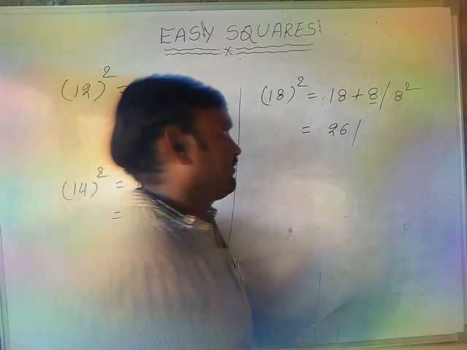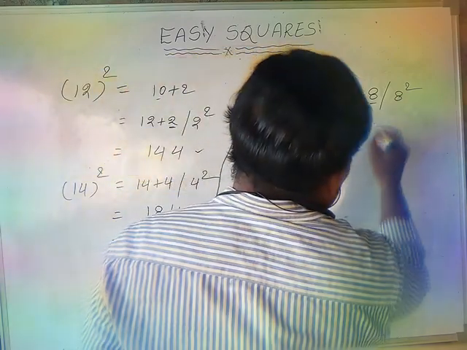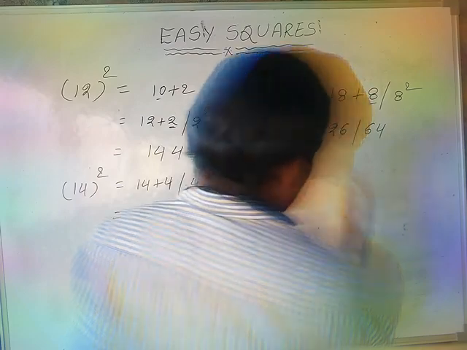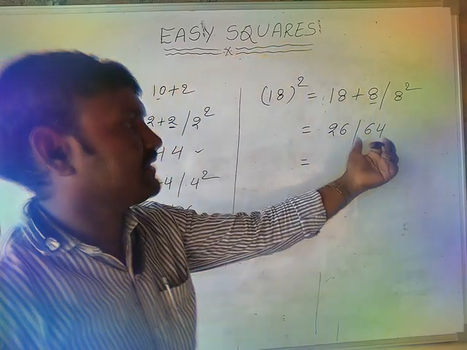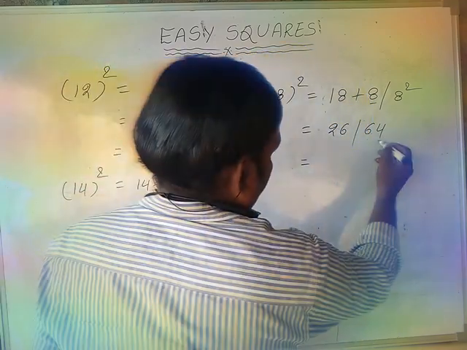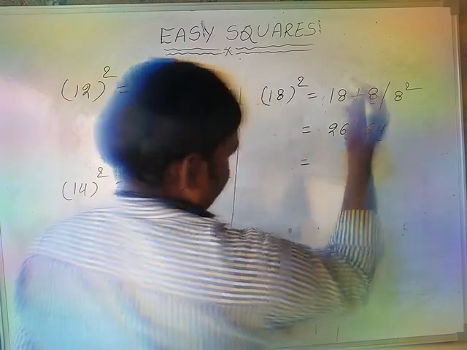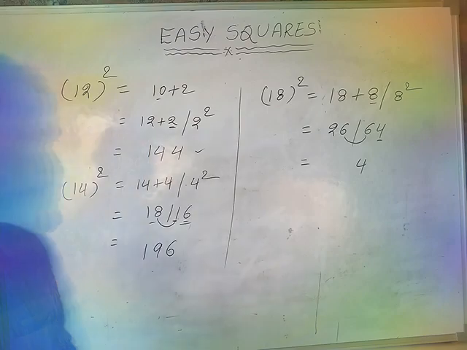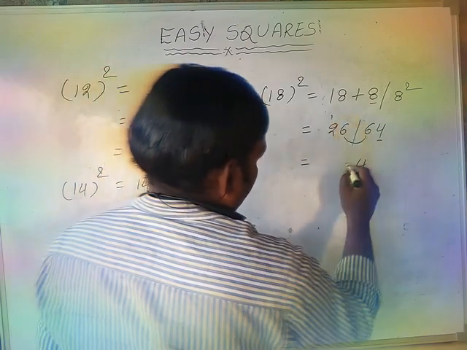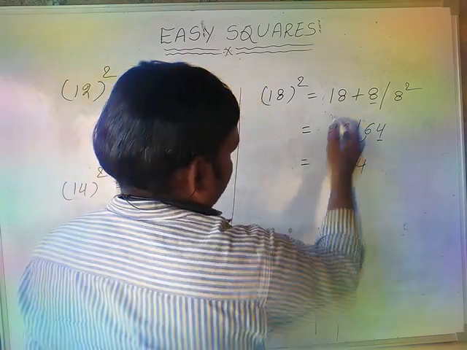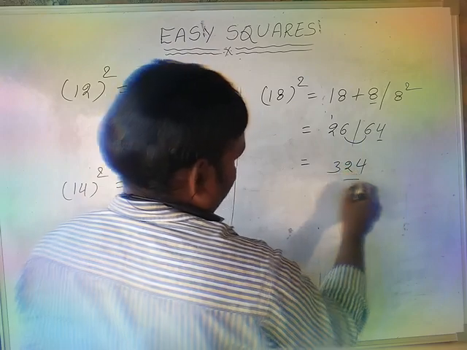8 square means 64. This is equal to, I can be applying here a balancing method. That means we will be taking here 4. So balancing method means 6 plus 6, 6 plus 6 means 12. 1 take here, under 2 here. So another 2 plus 1 is 3.